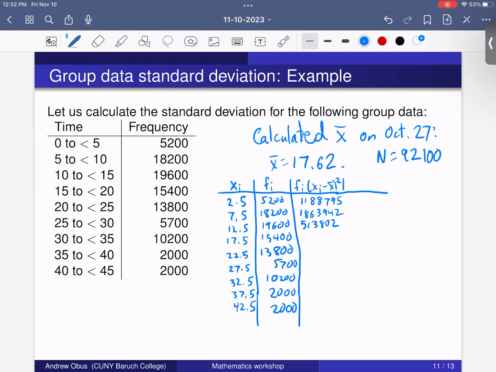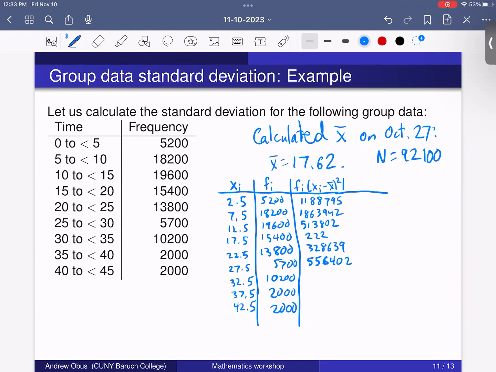17.5 times 15400. This is going to be just 222, very small. Then 22.5, and this is going to be 13800. So this is 328,639. Then I have 5,700 with 27.5. This is going to be 556402.